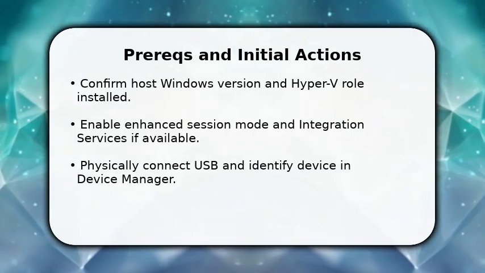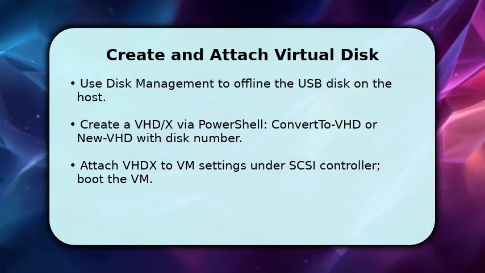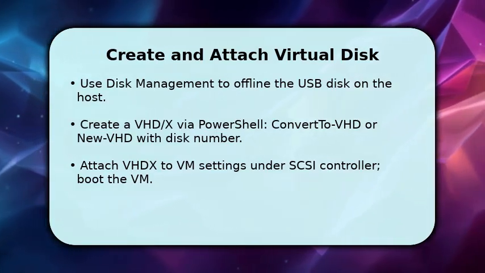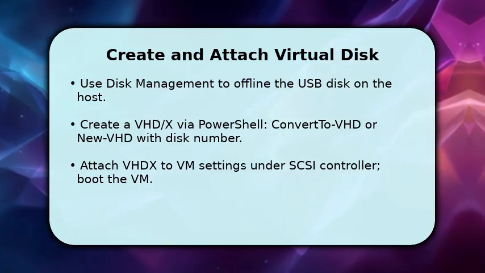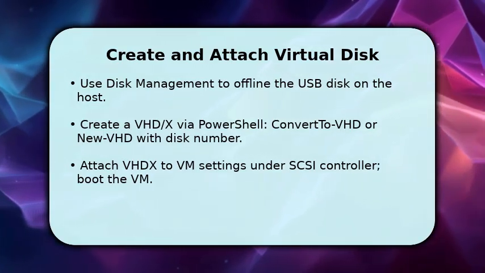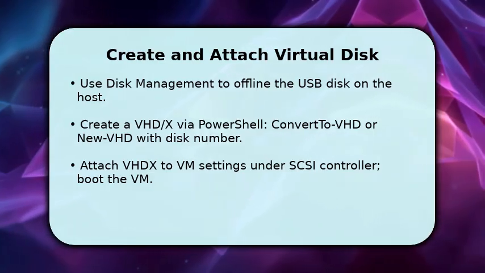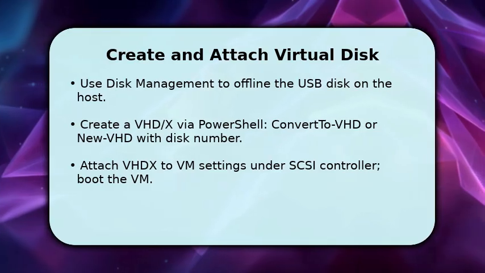Now you'll convert the physical USB into a virtual disk the VM can use. First, in Disk Management, set the USB disk to offline on the host so Windows releases it. Then run PowerShell to create or convert a VHDX from the disk. For example, use New-VHD with the physical disk path or Convert-VHD for files.